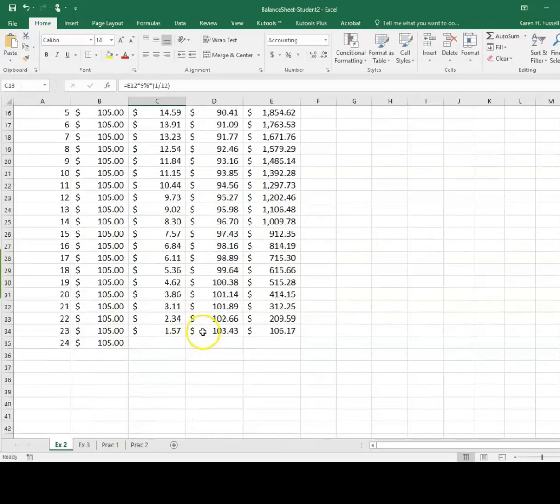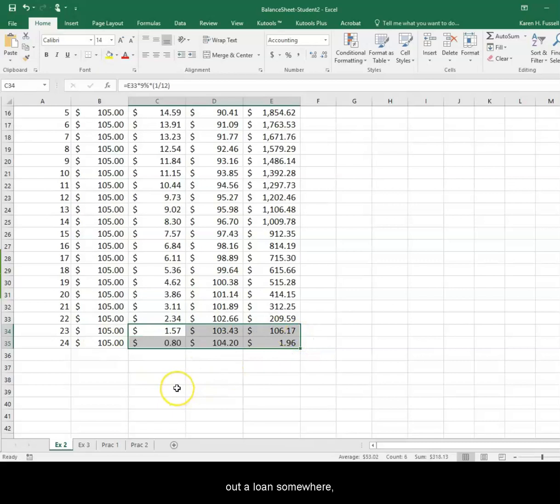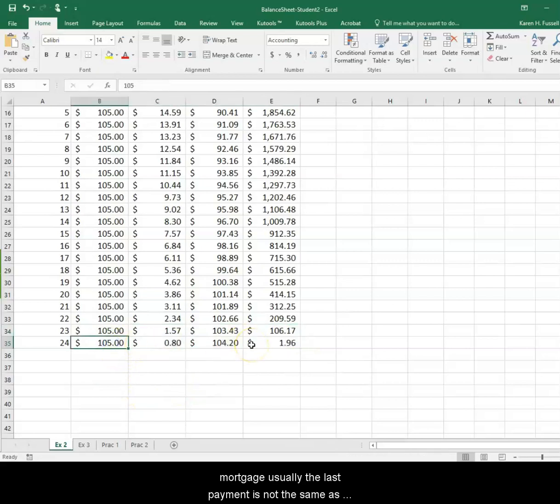Okay, let's go down to that last one. Okay, and you'll notice I actually owe a little bit more than that last payment. So that means for that last payment, we're going to adjust. And you'll notice if you take out a loan somewhere or you do anything with a car loan, mortgage, usually the last payment is not the same as all the others. Usually it's a little bit less, sometimes it's a little more. In this case, it's a little more.